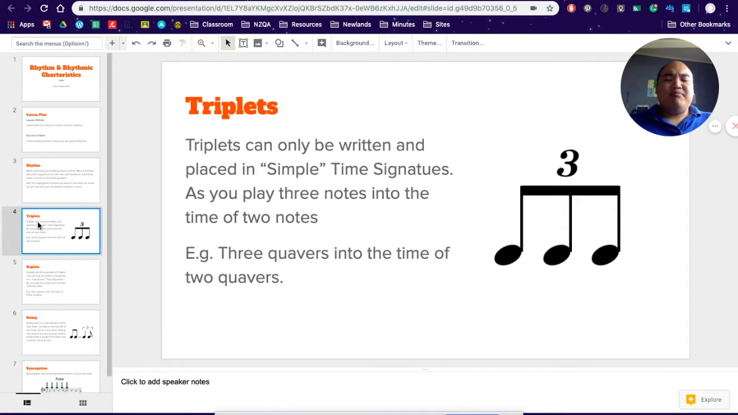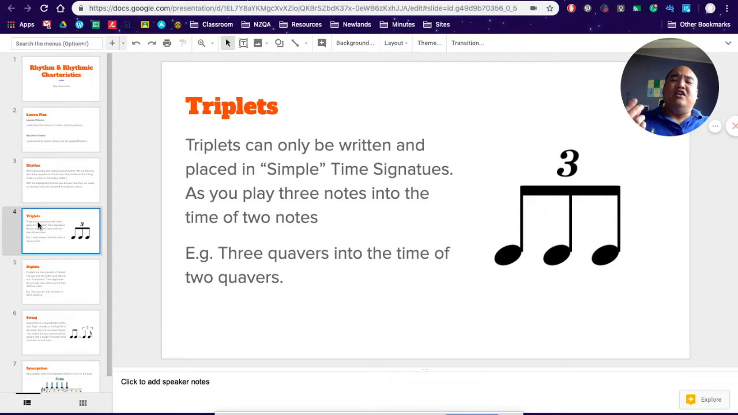There are certain rhythmic characteristics that you also have to talk about. One of them is triplets. And triplets basically are notes that fit three quavers into the time of two. So, for example, you might go 1 and 2 and 3 and 4 and 1 and 2 and 3 and 4 and. And so triplets is putting three notes into this crotchet beat.